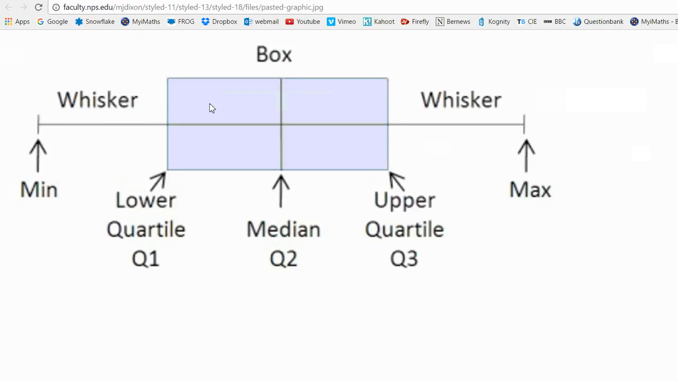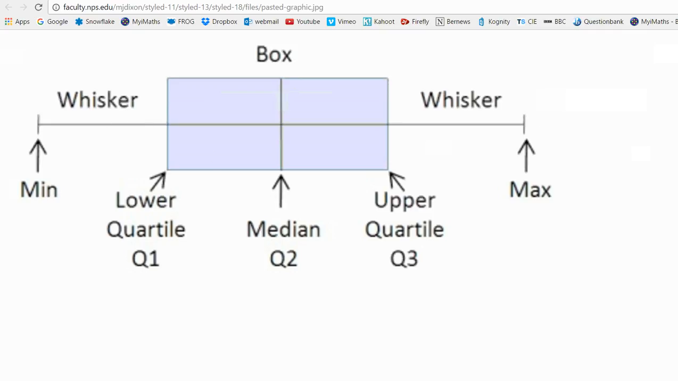So 25%, or a quarter, must belong here. 25% of the people must belong in this group, 25% of the cabbages must belong in this group, and 25% belong in that group. So below the lower quartile is 25% because it breaks it into 4 quarters. That's why they're called quartiles.